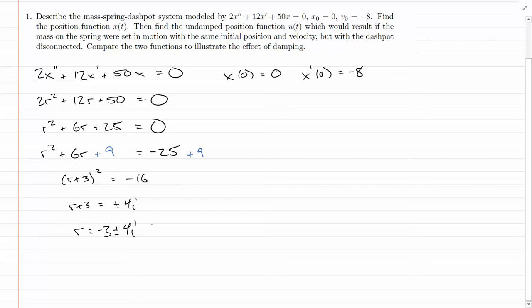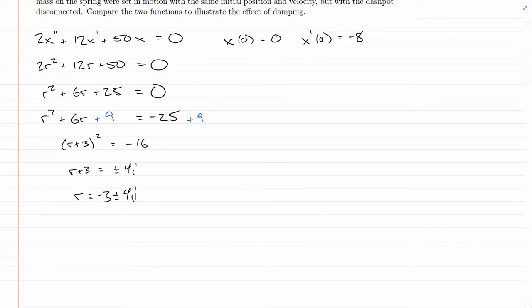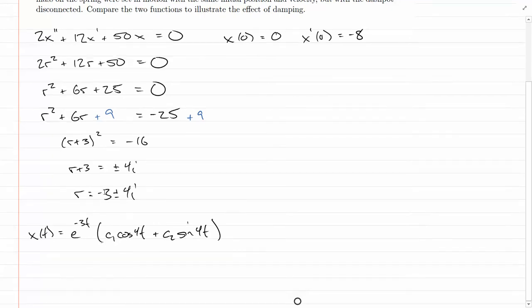So our equation has two complex roots. That means that the system is underdamped here. But let's see what the solution looks like. It looks like e to the -3t times c1 cosine of 4t plus c2 sine of 4t. That's what you do with the a and the b with complex roots.